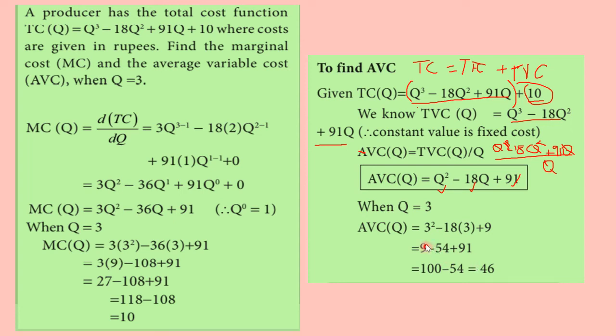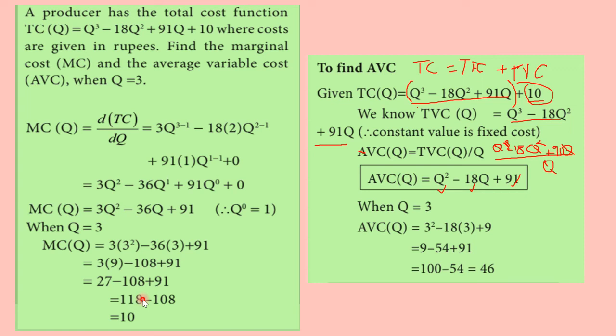So here these two are plus. 91 plus 9 is equal to 100 minus 54 is equal to 46. So AVC is equal to 46 and MC is equal to 10. So this is the way in which you find out the marginal cost as well as the average cost.